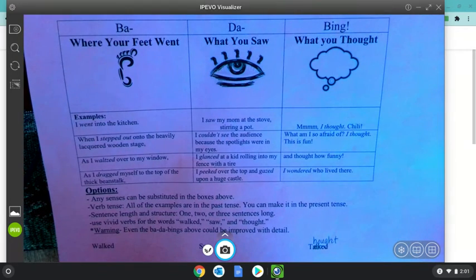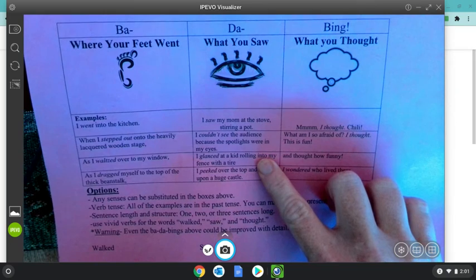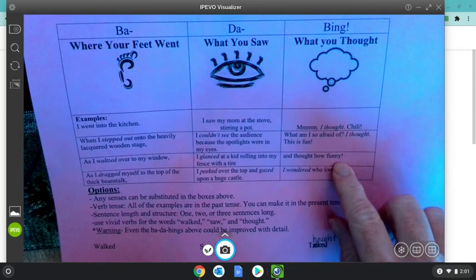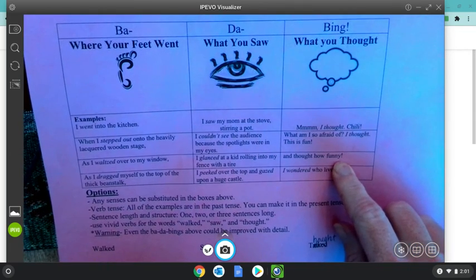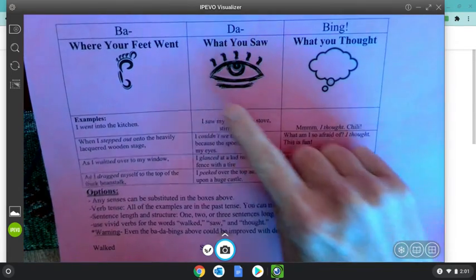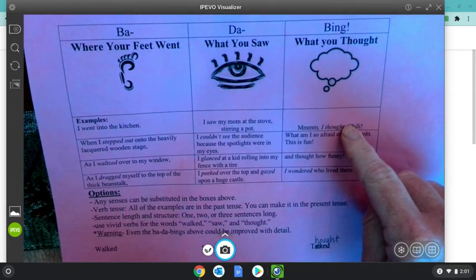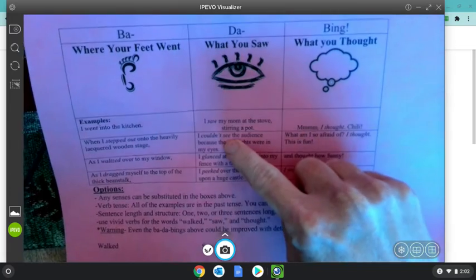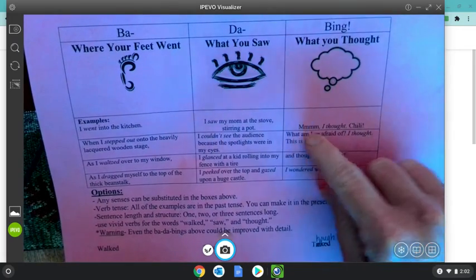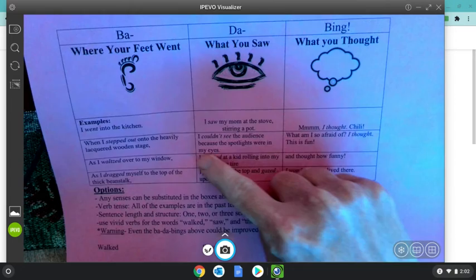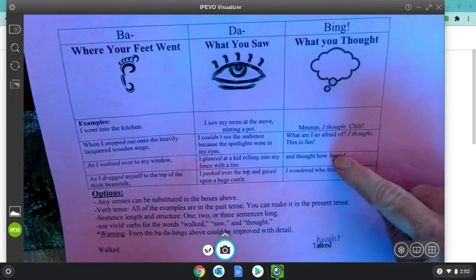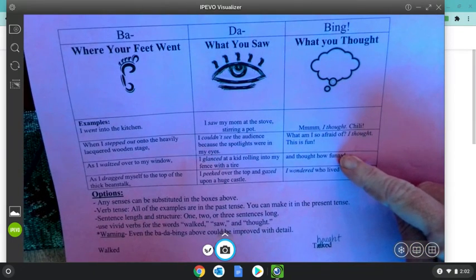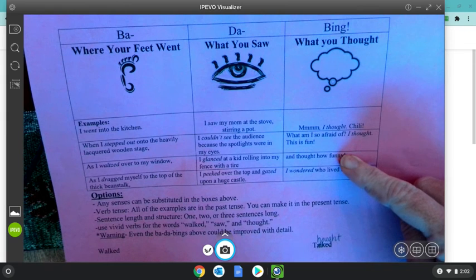All right, example 3 of a bada bing. As I waltzed over to my window, so I have another dependent clause, I glanced at a kid rolling into my fence with a tire, and I thought, how funny. So going back, one, two, three separate sentences. This one is one sentence, and that's a second. This one is one entire complex sentence. So you have a lot of wiggle room for your sentence variety.